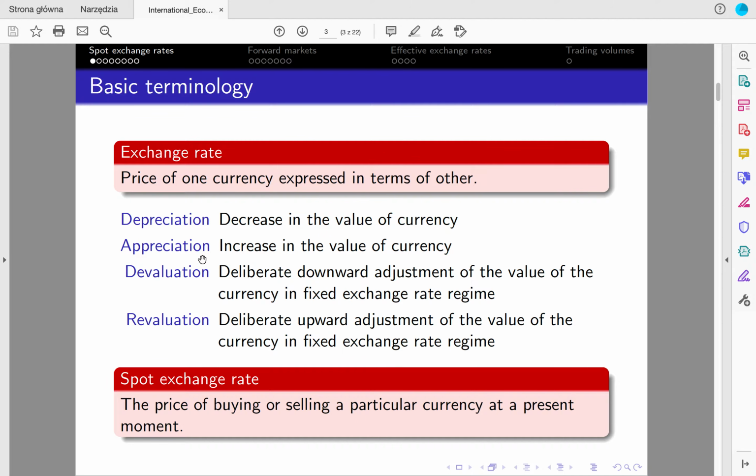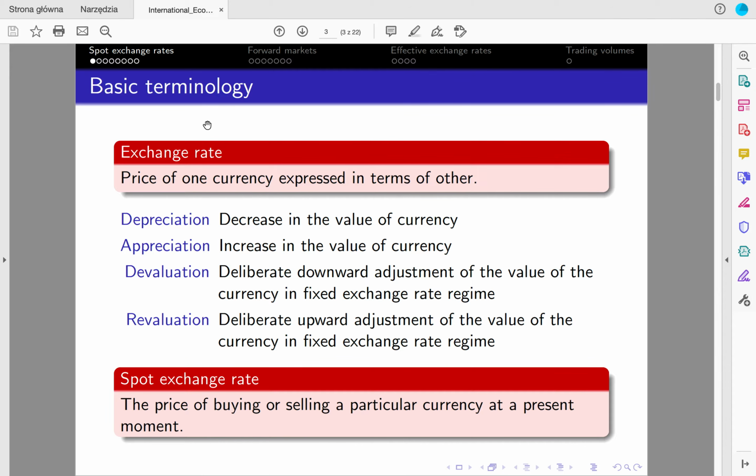Now, the two additional terms very often used in the context of exchange rate markets are devaluation and revaluation. They are to some extent counterparts of depreciation and appreciation in the context of fixed exchange rate regimes. So if the government deliberately adjusts the value of the currency downwards, we call it devaluation. On the other hand, if the government deliberately adjusts the value of the currency upward, we're going to be talking about revaluation.